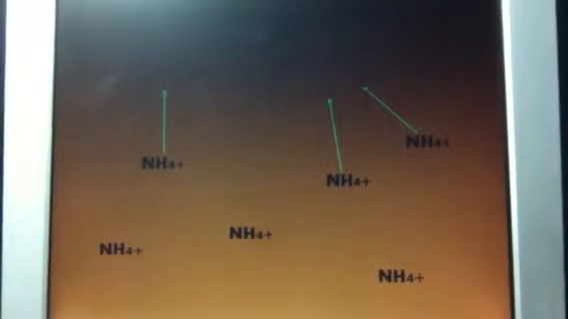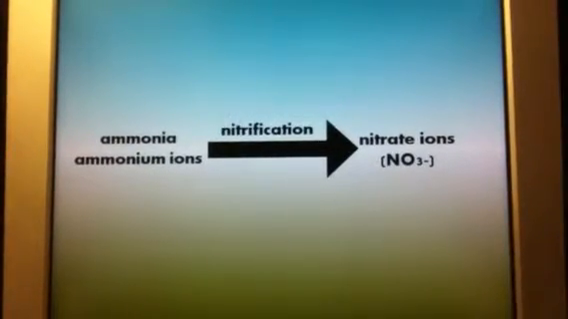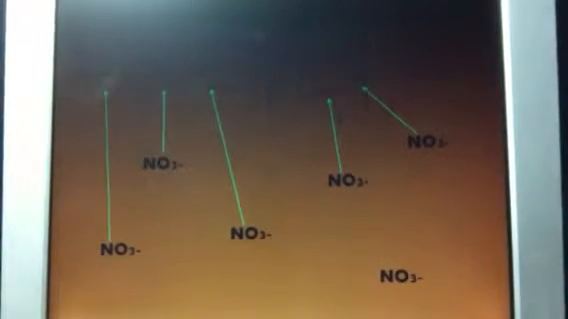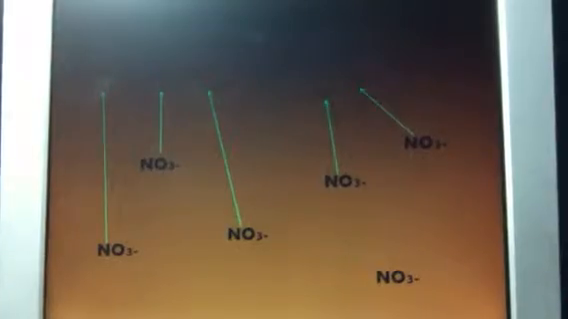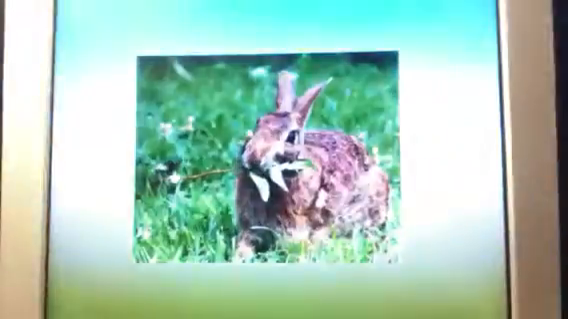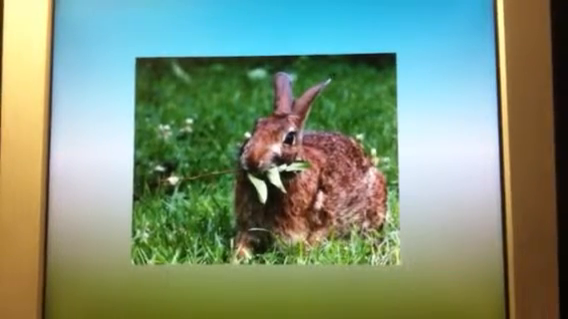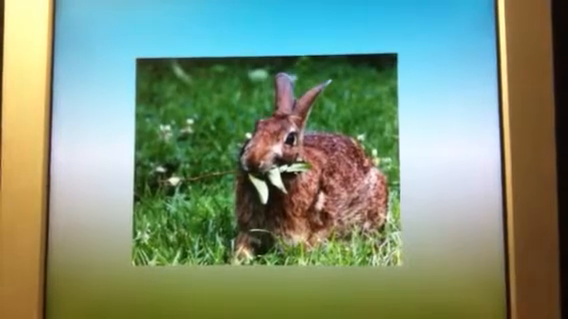Bacteria in the soil also use some of the ammonia and ammonium ions to create nitrate ions through a process known as nitrification. Plants can easily take up nitrate ions and use them as a source of nitrogen that can be used to create vitamins, proteins, and nucleic acids. Animals then consume the plants or other animals that have eaten plants, supplying them with nitrogen their bodies can use to make proteins and nucleic acids.